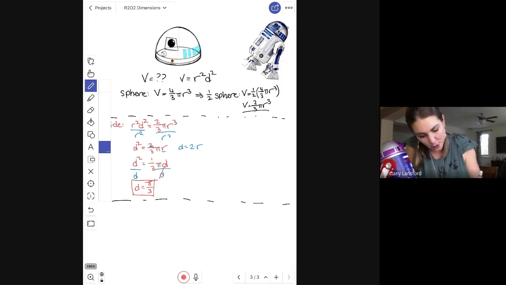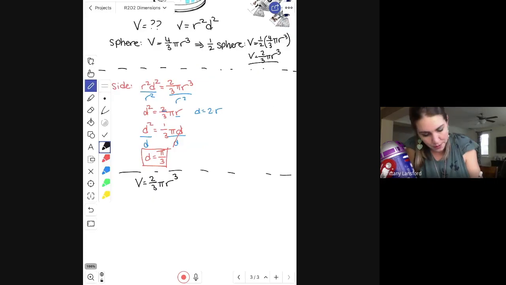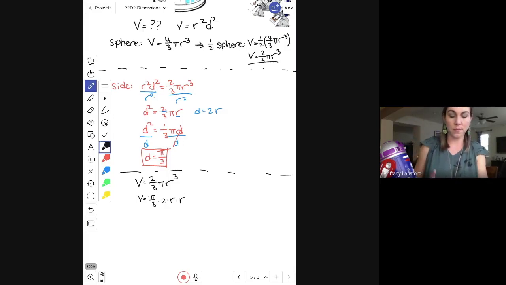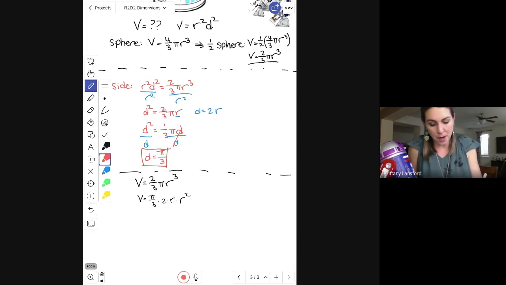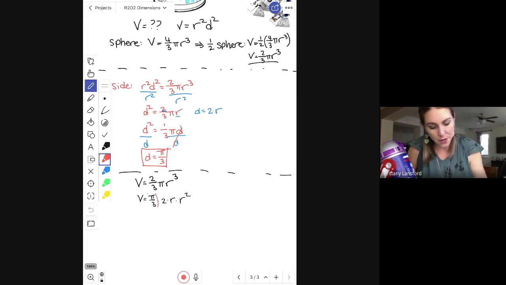We said that the volume of a half sphere is 2/3 pi r cubed. But I've got to plug in for what I know, so I'm going to rewrite this in a slightly different way. This becomes pi over 3 times 2 times r squared. Does everyone follow that? I'm just taking that top formula and spreading it out a little bit. That pi over 3, we're going to let equal d.